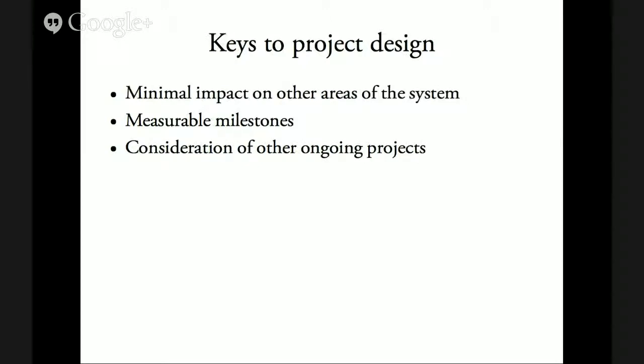I mentioned measurable milestones, and the other thing, as I indicated before, with the minimal impact on other areas of the system. When you're designing a project, you always want to think about what else is happening. Is there any way I can make Kyle's life easier by doing something that I was pretty much going to be doing anyway? Or alternatively, is there a way I can avoid making Paul's life more difficult by choosing one of two options that, from my point of view, are equally good?